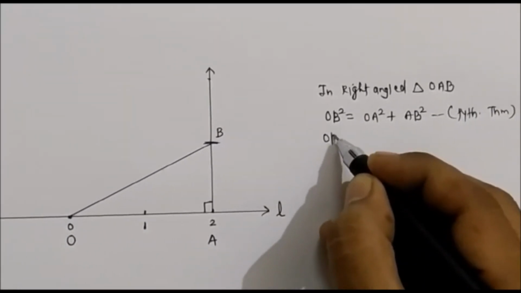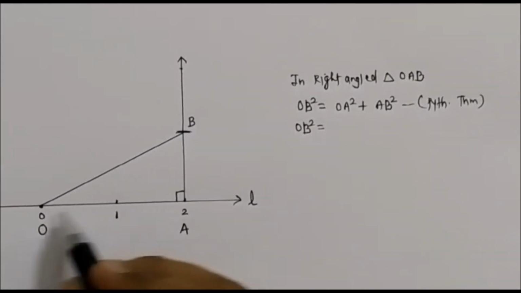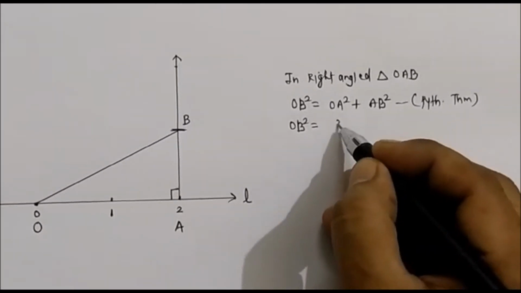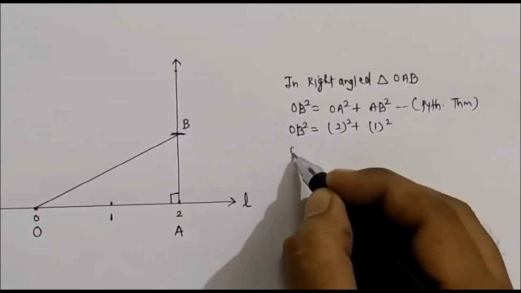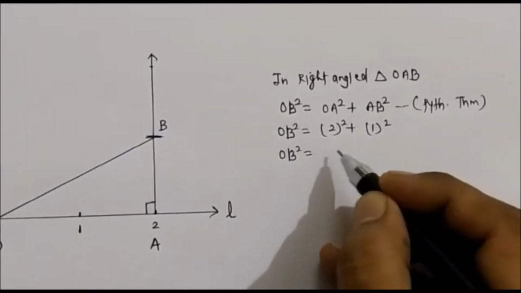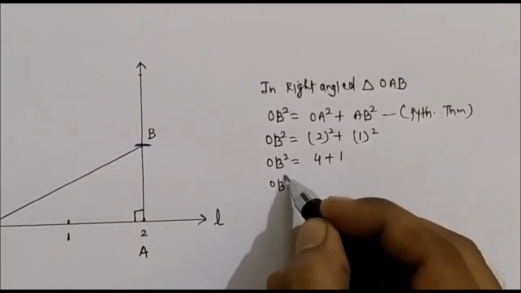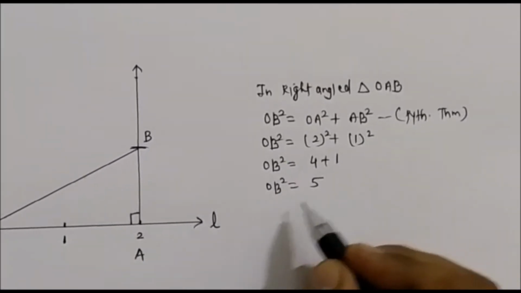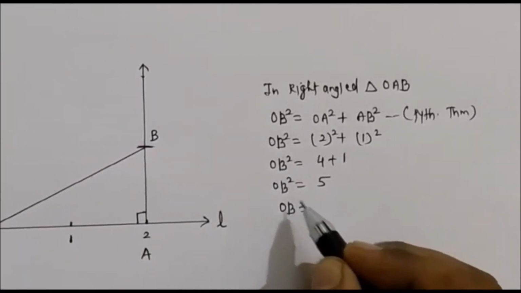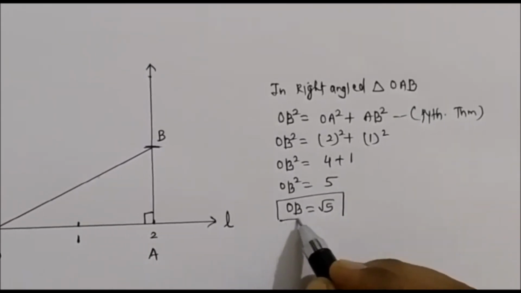And therefore we get OB square. Now see OA. This OA distance is 2, and AB is 1. It is 2 square plus 1 square. So you get OB square equal to 2 square is 4 plus 1, which is 5. And therefore taking square root, we get OB equal to root 5.